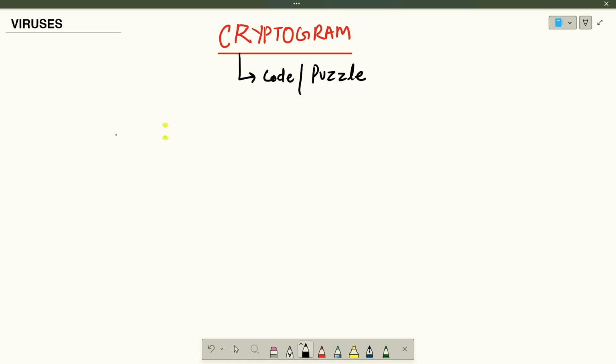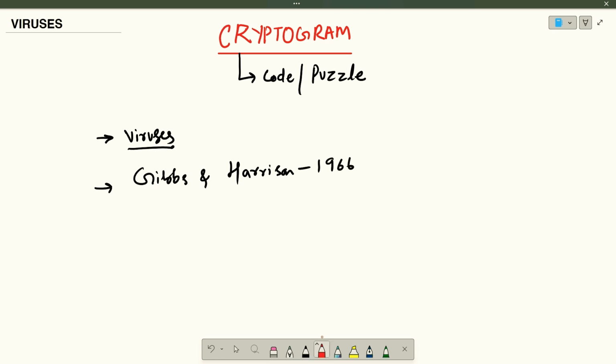Here in this case, it contains information about viruses. What kind of information about viruses? It contains information about the type of nucleic acid, molecular weight of nucleic acid, the shape of the virus, and the host and vector of that virus. The cryptogram of viruses was given by Gibbs and Harrison in the year 1966.